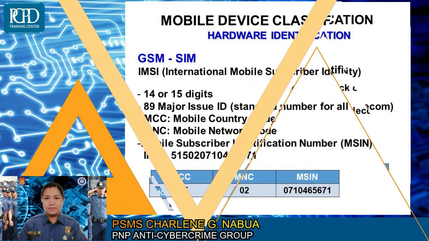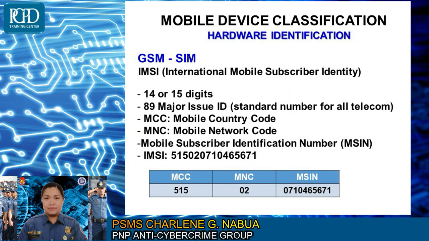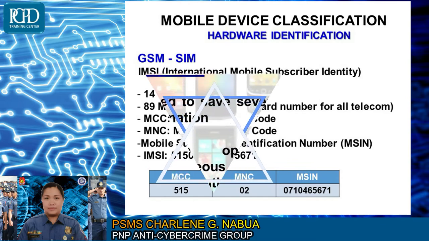So, next is the IMSI, which consists of 14 or 15 digits. 89 major issue ID, the standard number for all telecom. MCC, mobile country code. You could try to search it online and Google will direct you to Wikipedia. So, all the information that you need is already there when you search it. The MCC, MNC, and MSIN. So, usually, the IMSI only appears as per forensic extraction.